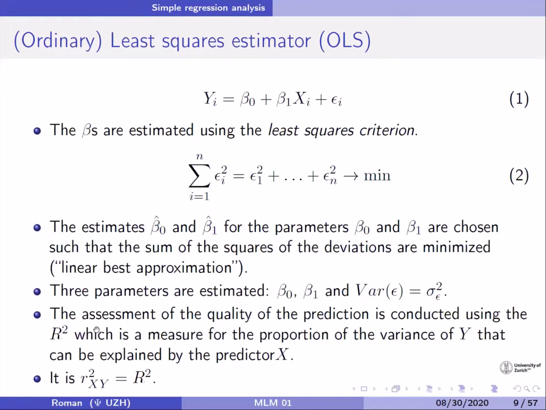After estimation is complete, we can compute something called R squared, which provides us with the proportion of variance of Y that can be explained by the predictor X. Here we have that. We'll talk more about R squared and how we compute that later.